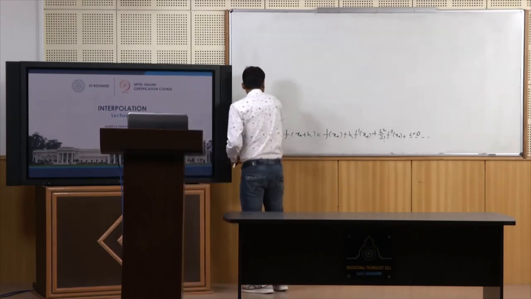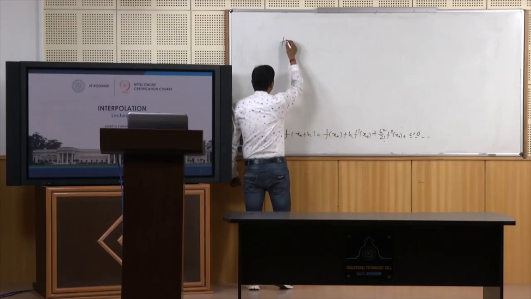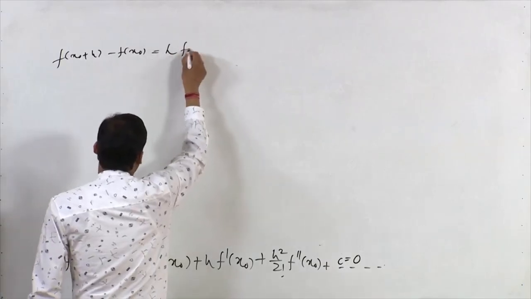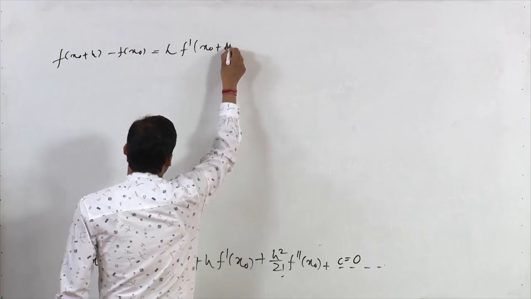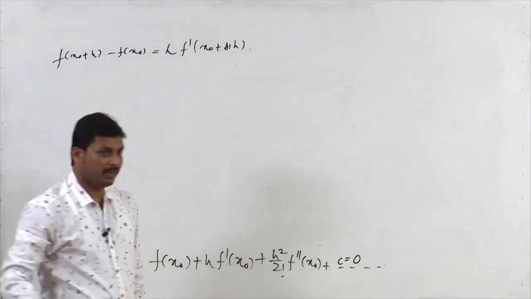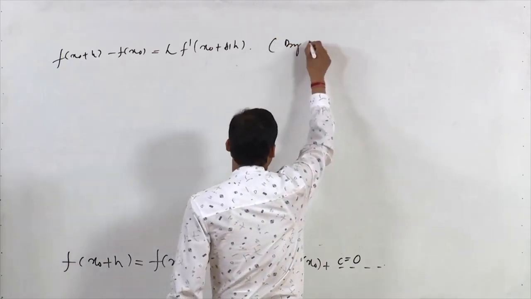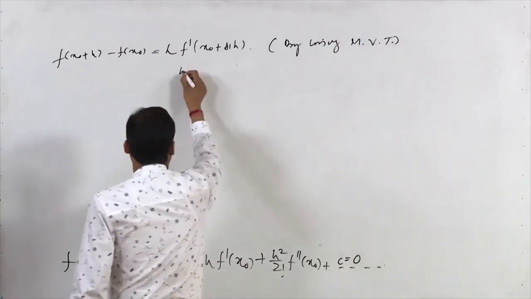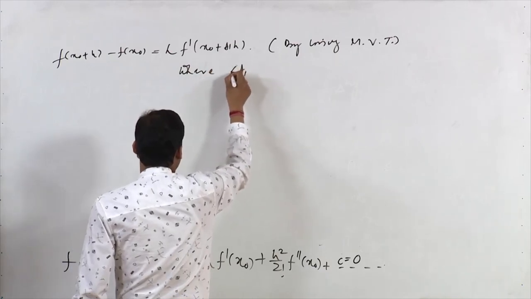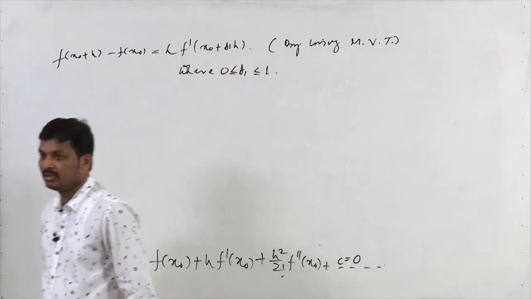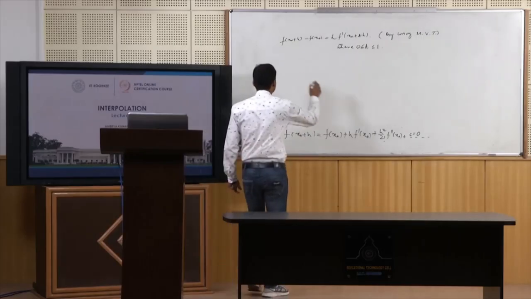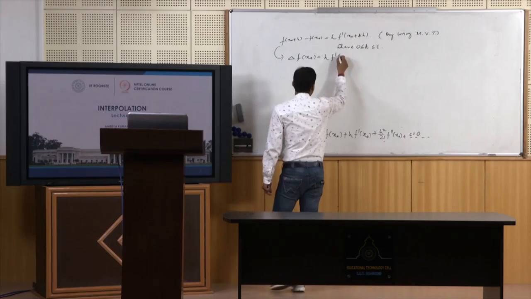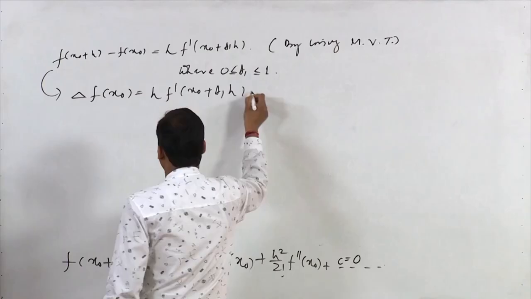This means that we can write f of x0 plus h minus f of x0 as h f dash of x0 plus theta 1 h here, by using the mean value theorem, where theta 1 should lie between 0 and 1 there itself. So obviously, we can write f of x0 plus h minus f of x0 as del f of x0, which equals h f dash of x0 plus theta 1 h here.